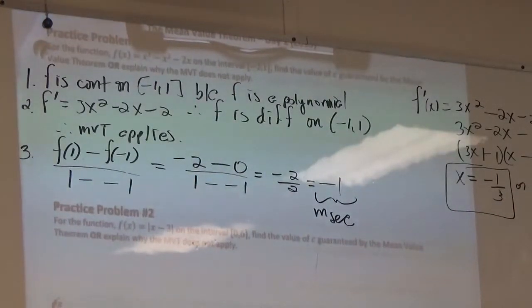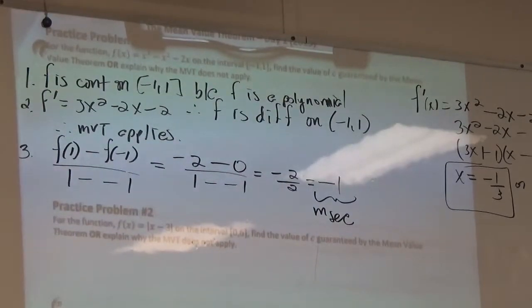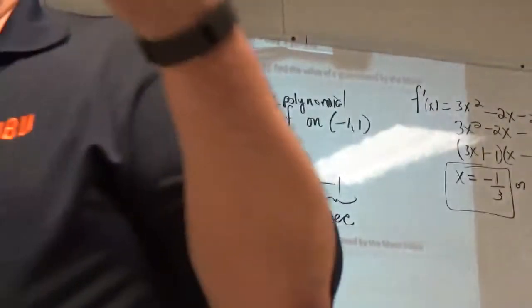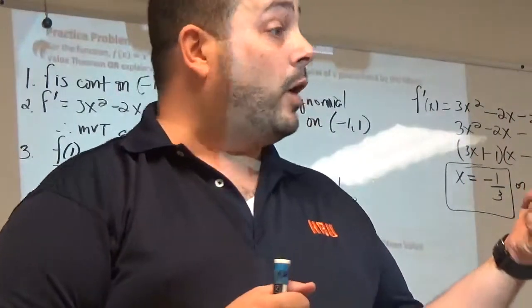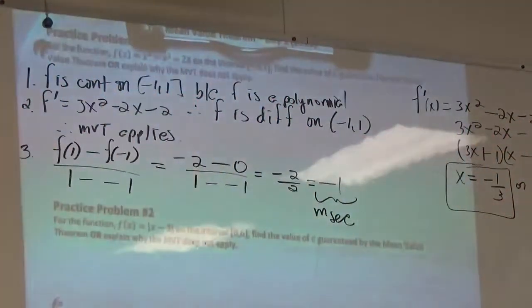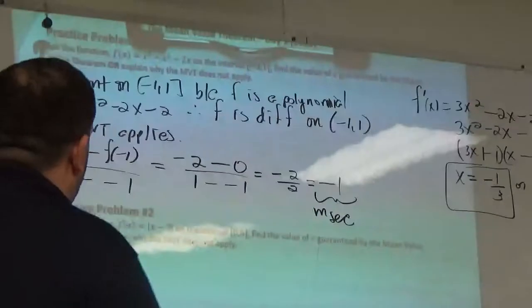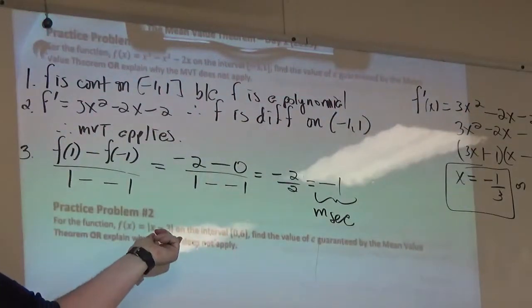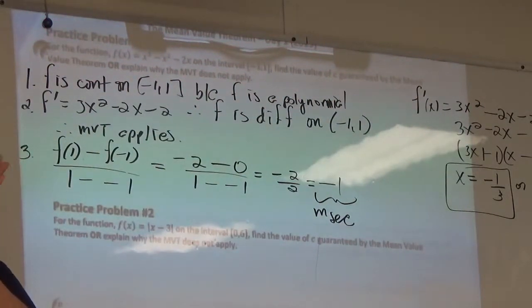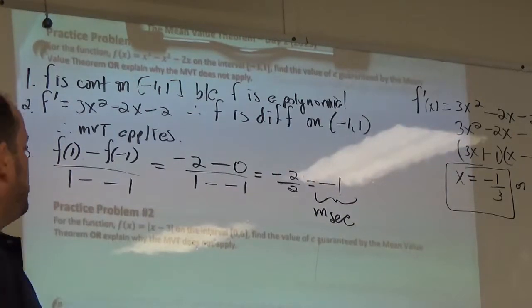Absolute value of x minus 3 on the interval 0 comma 6. Is that function continuous? Think about that graph in your head. Does that work? Yeah, that works. Is it differentiable? No, because there's a cusp point. You've got a cusp point where? The graph of the absolute value of x minus 3 is the graph of the absolute value of x shifted right 3 spaces. The graph looks like this.